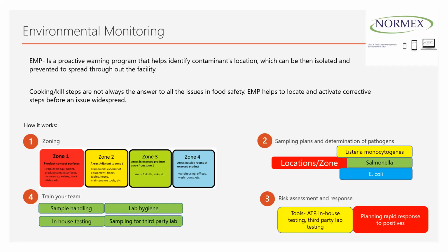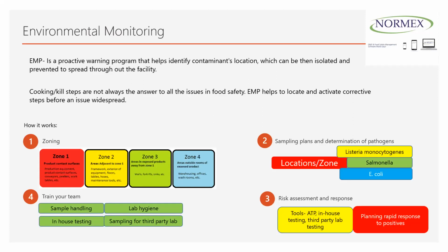So how it works, I would say the first step is zoning. You'll have to divide your facility into four different zones. Zone 1 is the direct product contact surfaces, like the product equipment. For example, if you're using a mixer to mix some flavors into your food product, then the mixing equipment comes in direct contact with food. So that becomes a Zone 1.